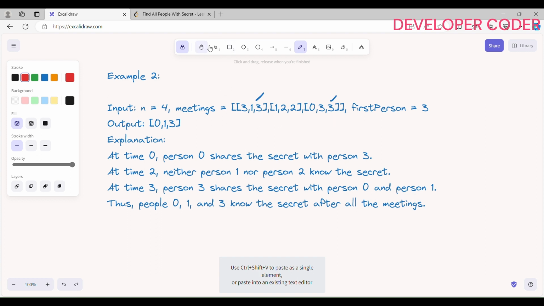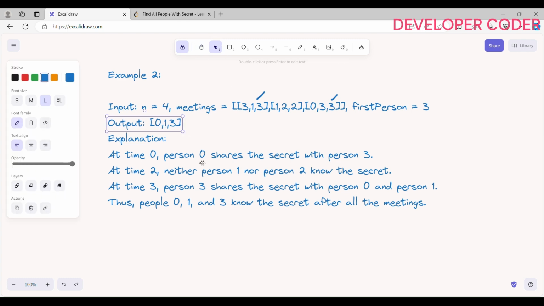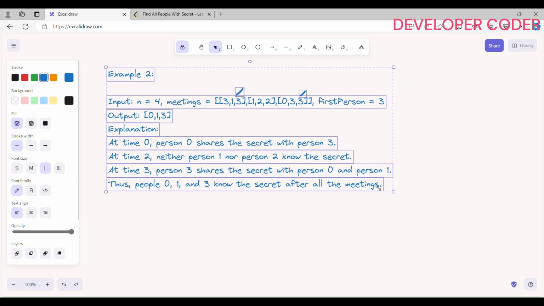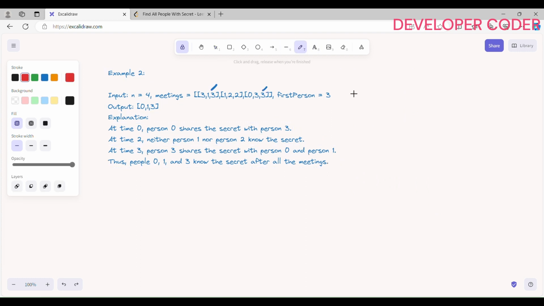What does it mean? n is equal to 4 means there are in total how many people? 0, 1, 2, 3 people. So persons are from 0 to n minus 1. Let's say in total this many people. This is person 0, this is person 1, this is person 2, this is person 3.